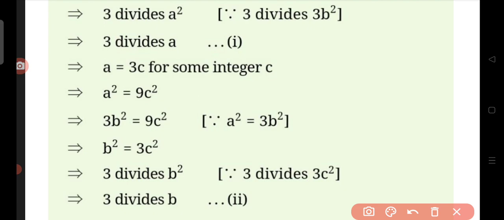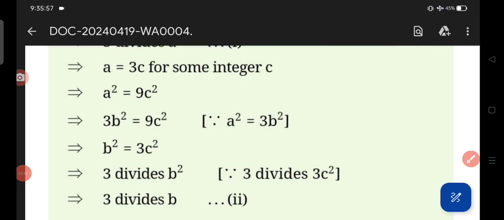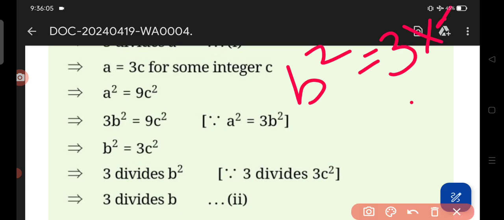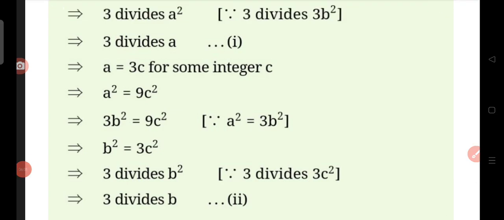Because 3 is a factor of b square, we are getting b square by multiplying 3 and c square. So we can say that 3 divides b square. Now according to the theorem, we can say that 3 divides b also.